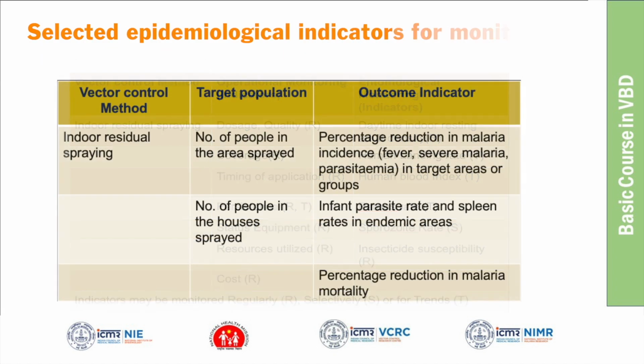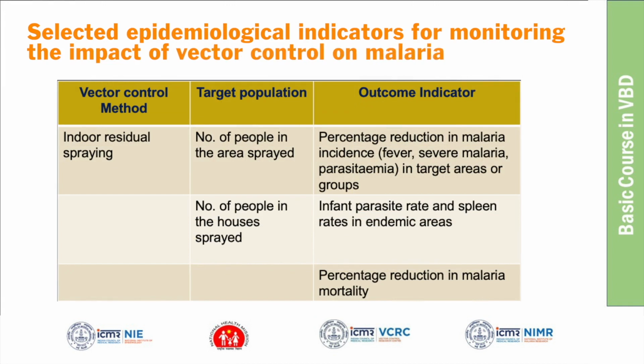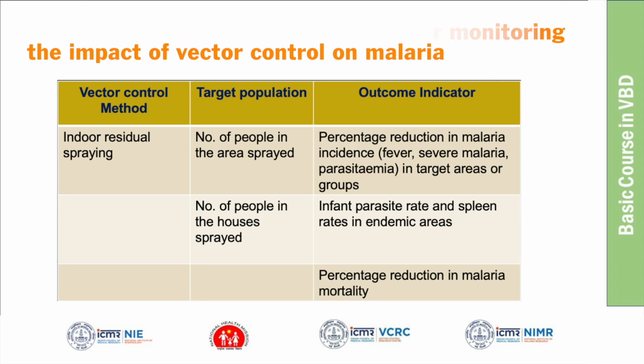Okay. So we have seen the operational indicator and entomological indicator. Ultimately, what is the epidemiological indicator? Here, same indoor residual spraying. So percentage reduction in malaria incidence, API. The reduction in the infant parasite rate in the malaria endemic area. Percentage reduction in malaria morbidity. Slide positivity rate, API, everything. So this is the outcome indicator or epidemiological indicator.